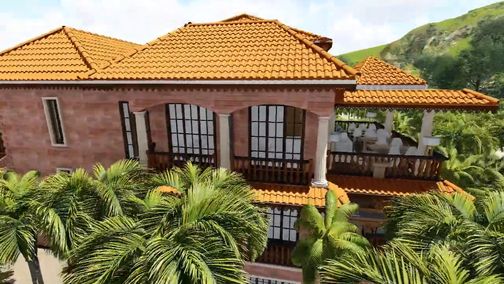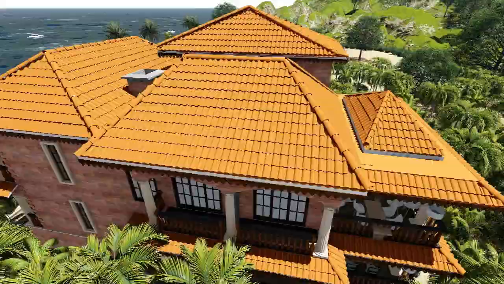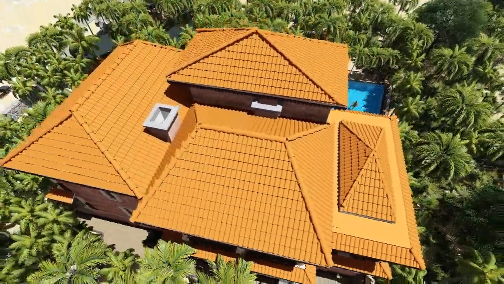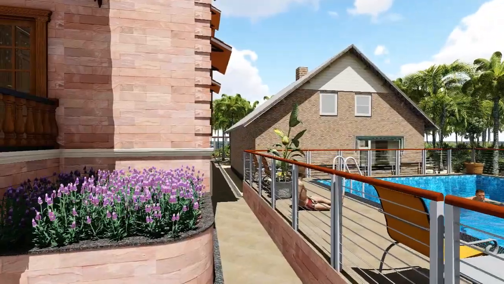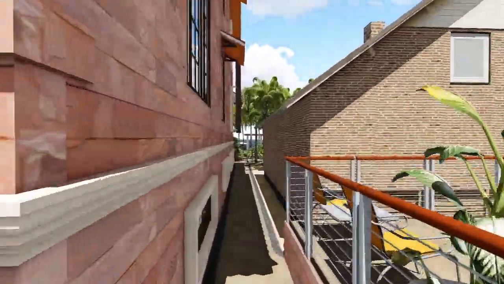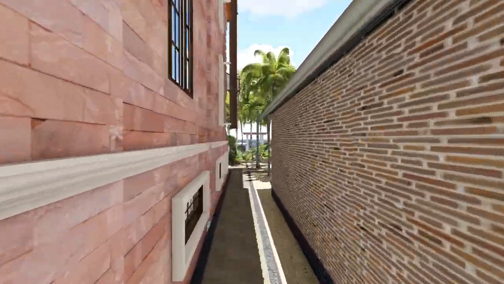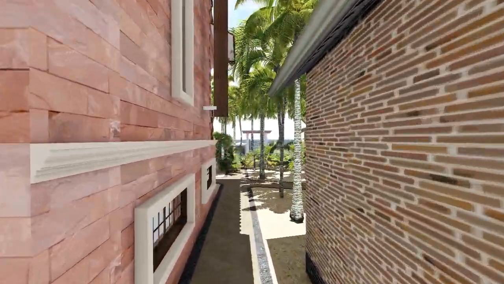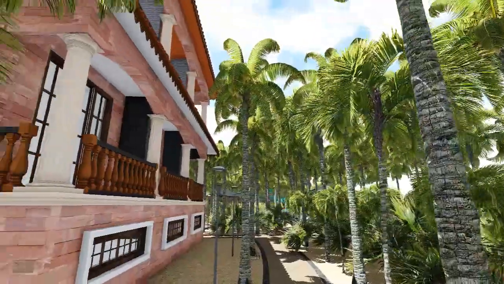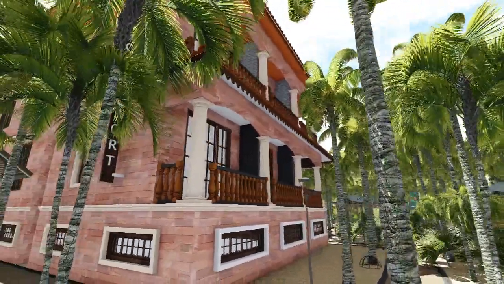This is a heavy rainfall zone, hence we have provided a sloping roof. This gives a traditional look to the structure. Local red sandstone is used for construction of external walls. As we all know, sandstone not only gives a traditional Konkan look but also provides sound and thermal insulation.